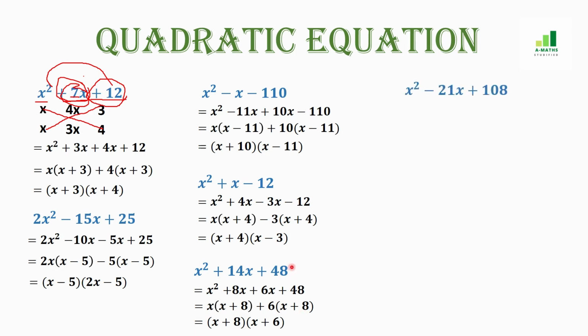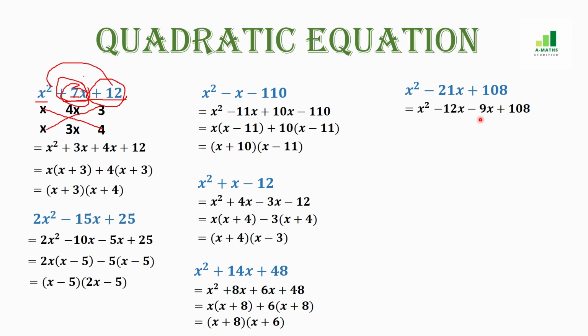Now our next equation is x square minus 21x plus 108. C of a quadratic equation has a plus sign. It means that this minus 21 will break into the same sign. So I can write this equation as x square minus 12x minus 9x plus 108. 108 is the same, x square is the same as before, but this minus 21x becomes minus 12x and minus 9x.